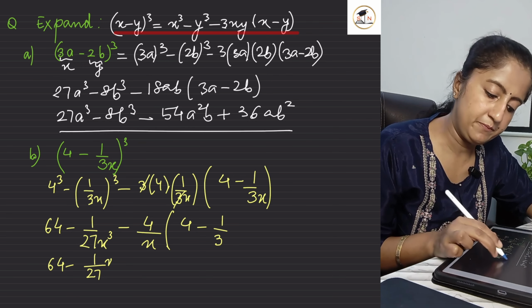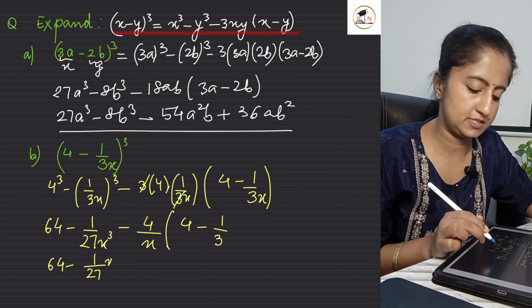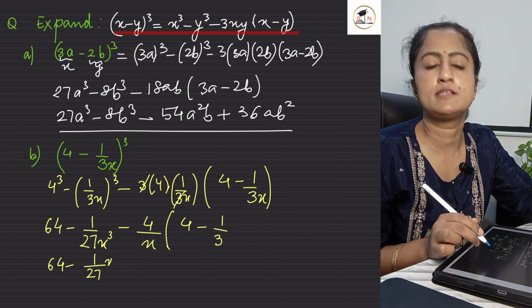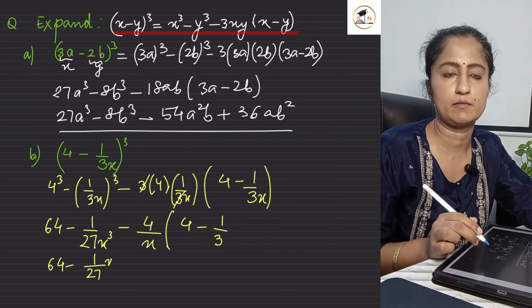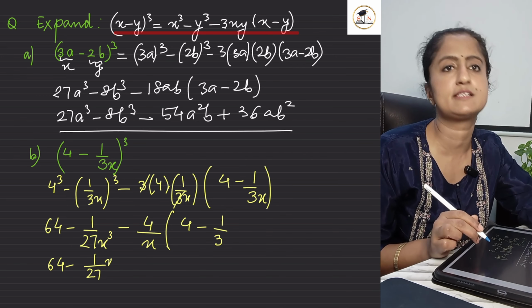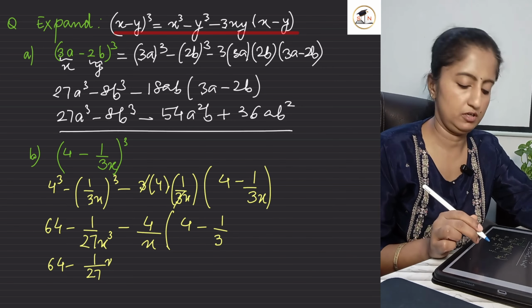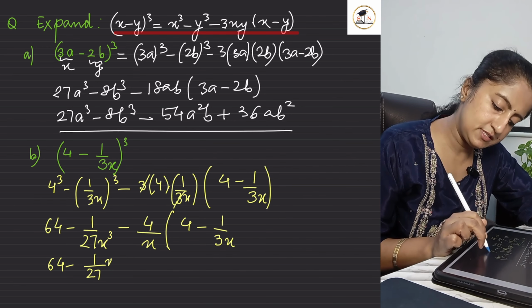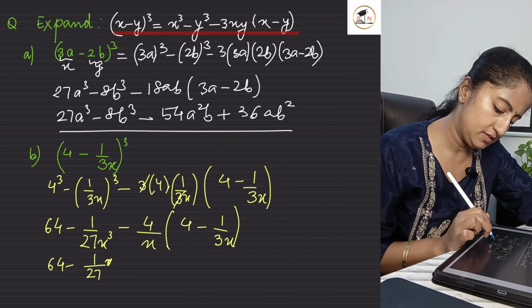Guys, see, if I am also able to commit a mistake over here, there is a possibility that anyone can. If you are not committing mistakes, excellent. But be careful, right? So x comes in the bottom only.